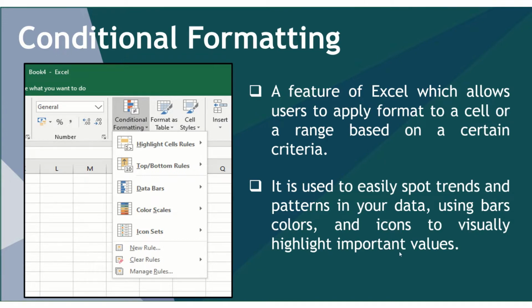It is used to easily spot trends and patterns in your data using bars, colors, and icons to visually highlight important values. So meaning, conditional formatting is a way of visualizing a set of data using options such as color coding, bars, or icons based on the cell values or the data in your selected cell, according to a defined criteria or condition. This is done for you to spot trends and patterns in your data set.